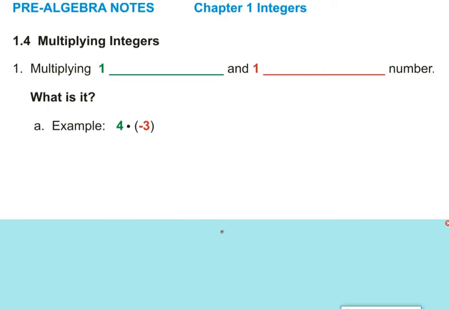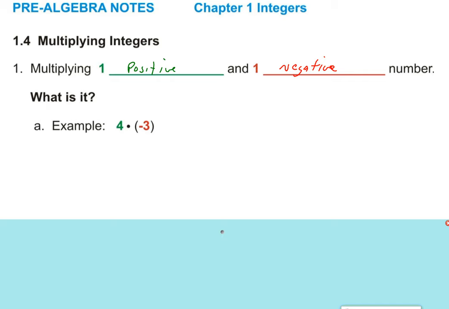Okay, so multiplying integers. All right, so we're going to talk first off about multiplying one positive and one negative number. Now, by the way, the rules are very easy. We'll get to them in a minute. I'm going to try to get you to understand what's going on.